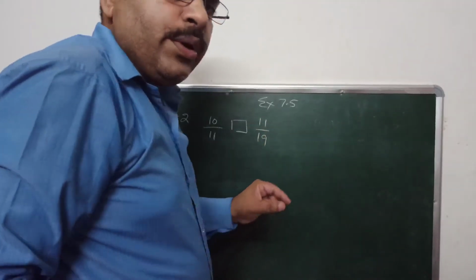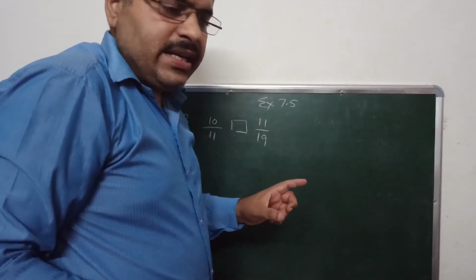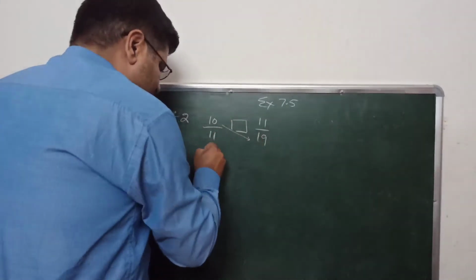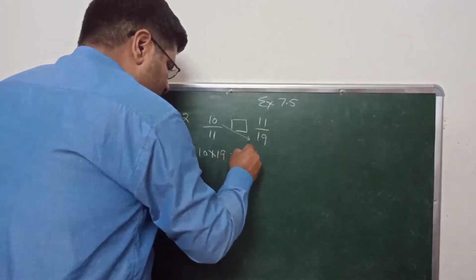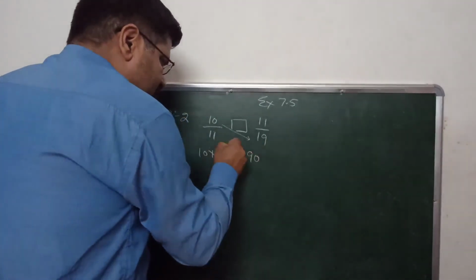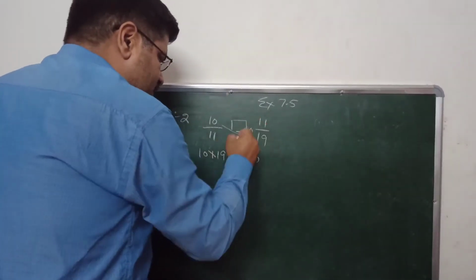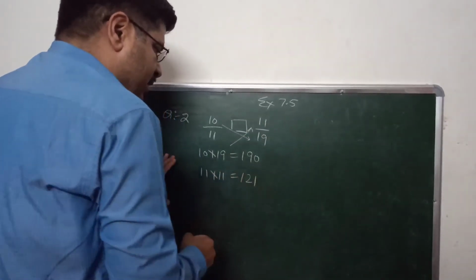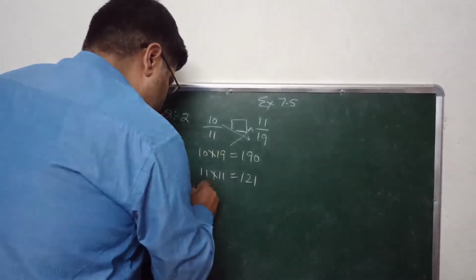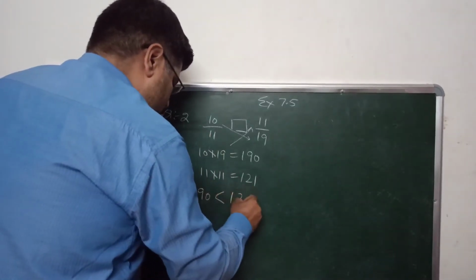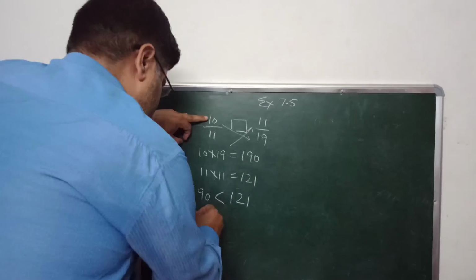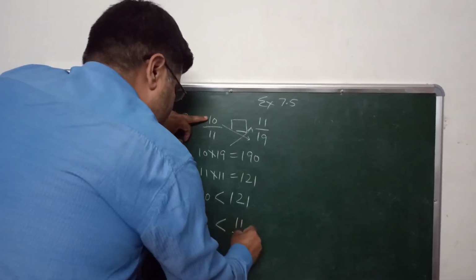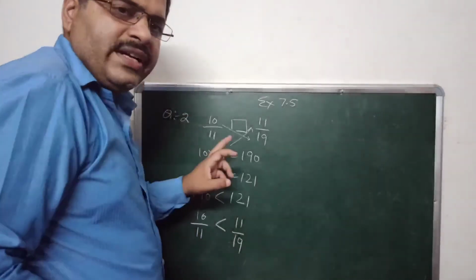Now, simple way of comparison is you multiply in this way. 10 into 19 will be 190, and then multiply this denominator and this numerator, 11 into 11 is 121. Now 190 is greater than 121, therefore 10 upon 11 will be greater than 11 upon 19. So it is the way.